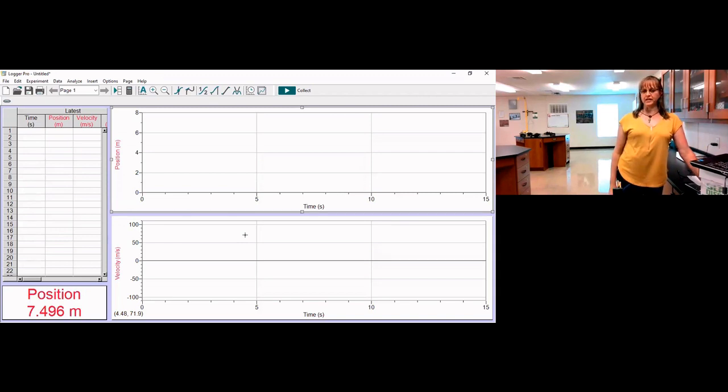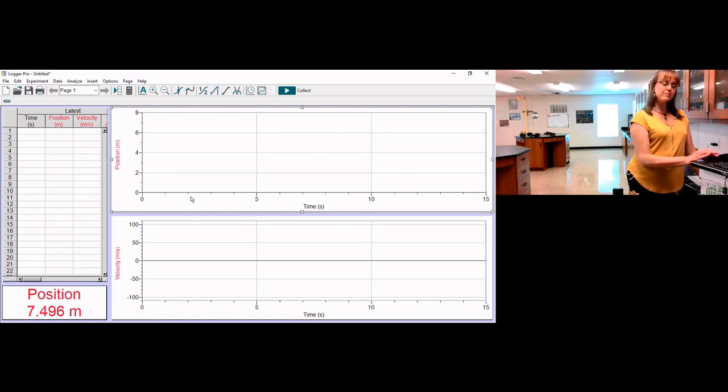Unless you have a motion detector, position time graphs can be really hard to understand. So let's take a look and see what happens. This is a detector. It's a motion detector. It tells how close I am to this detector. On your graph on the computer, only pay attention to the top chart. Ignore the bottom chart because it will be very confusing and it's not as accurate.